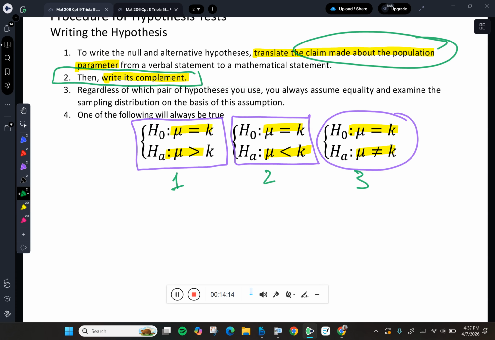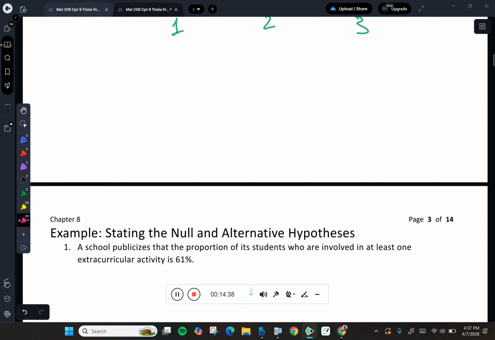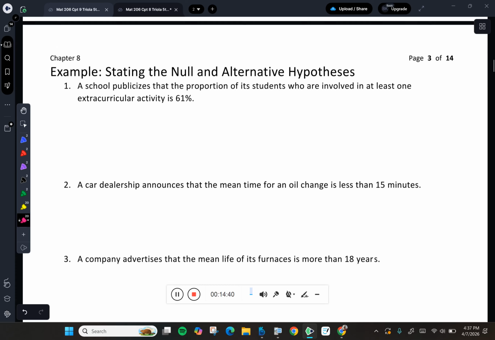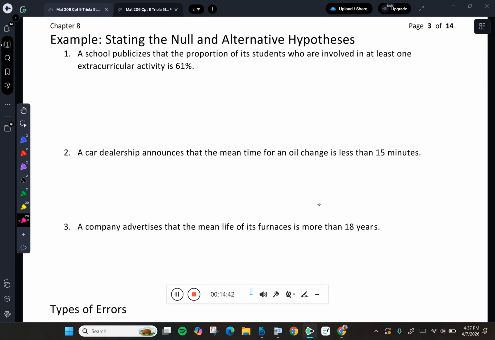But regardless of which pair of hypotheses you end up with, when we test, and this is step 3 here, when we test, we assume that this is true. We assume that equality is true unless we can find enough evidence to say it's not true. Okay? All right. This is really tricky, so let's take a look at a couple examples of writing hypotheses.